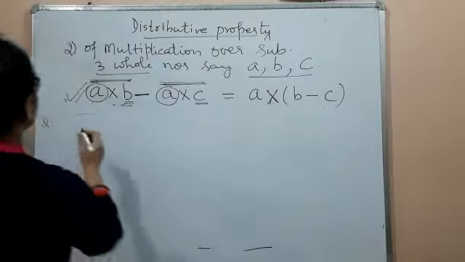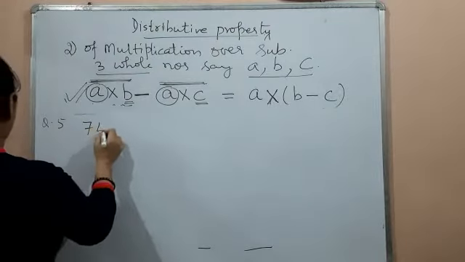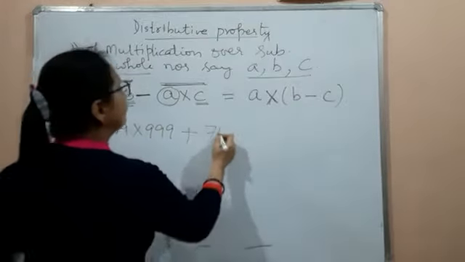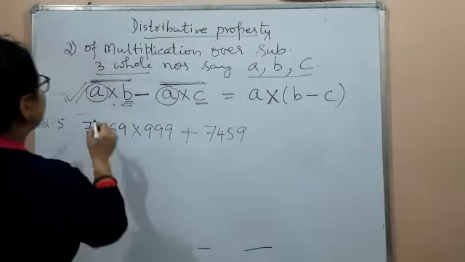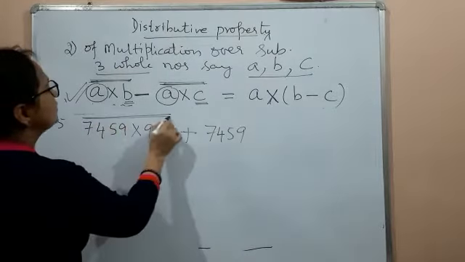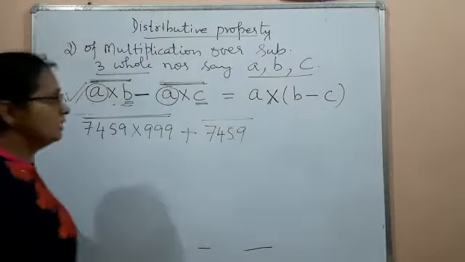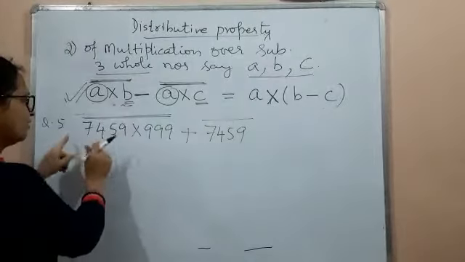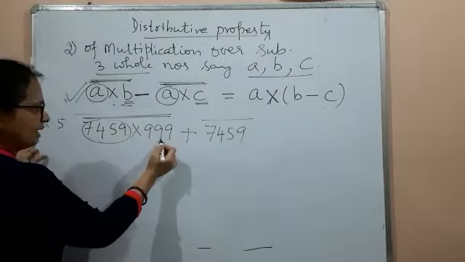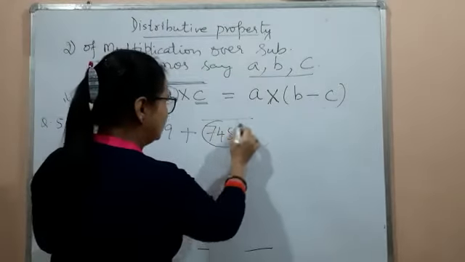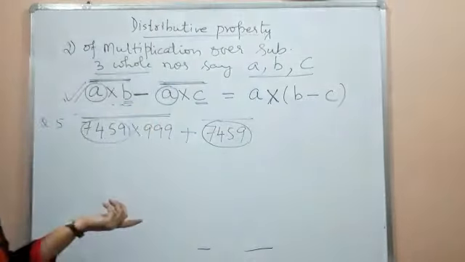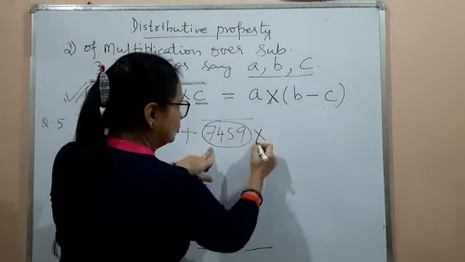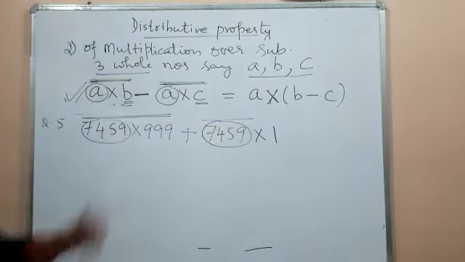Now a tricky question. Question number 5: 7459 multiplied by 999 plus 7459. Now you can see in the first part we have the expression which divides into two parts, this and this. You can see this question is a little different from the rest of the questions because here we have this multiplied by this, but here we don't have anything multiplied by it. But we know this is equivalent to multiplying it by 1. So this will be our first step.